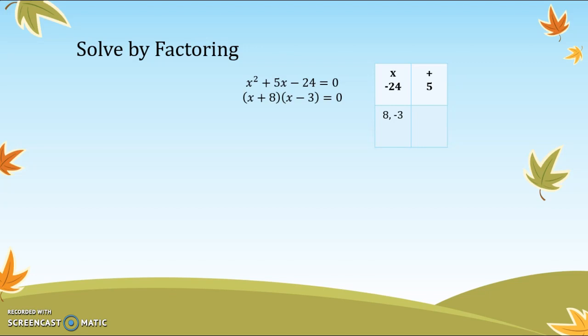We know at this point, according to the zero product property, that we set each piece equal to 0 and then individually solve them, giving us x is equal to negative 8 and x is equal to 3. But what if we can't factor? We know from previous lessons that sometimes we just can't factor, so we would list it as prime or unfactorable.